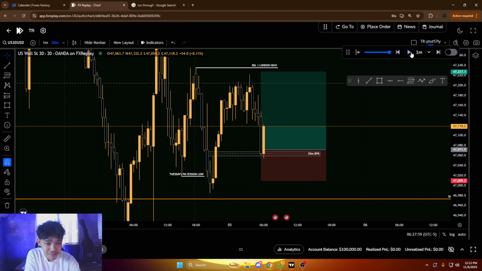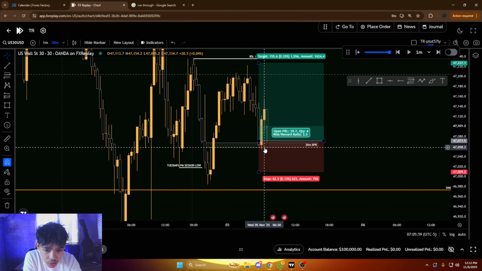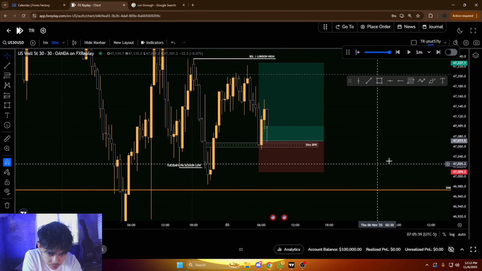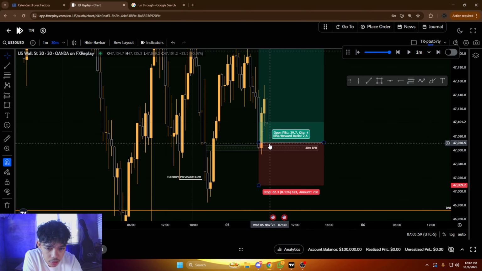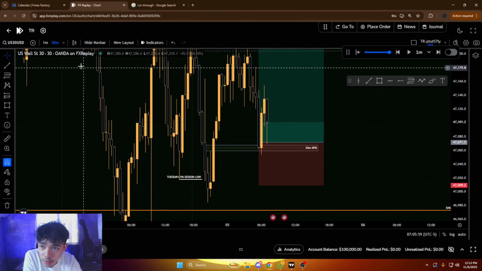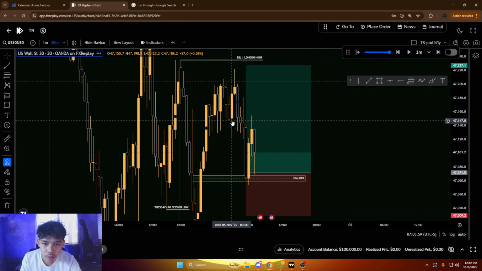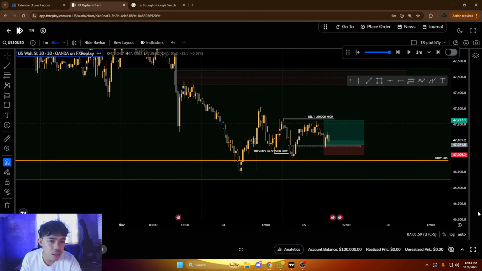So, I waited for 7 o'clock. As you can see, dito, 7 o'clock. Nangyari tong move na to. So, we have like a dump right here. I was looking at 30 minutes chart right here. We have a bearish order block dito. So, I was thinking talaga, bawal talaga ako mag-short.